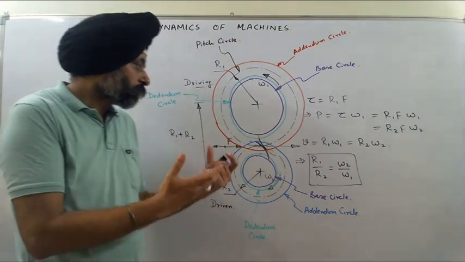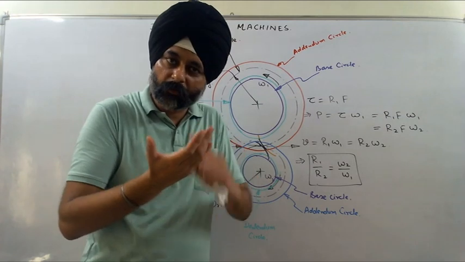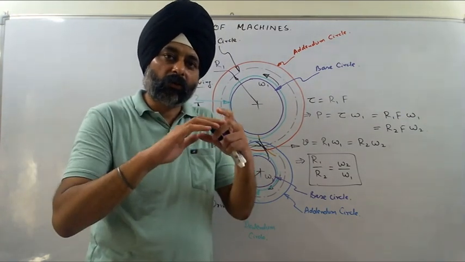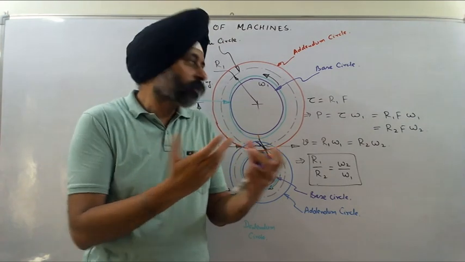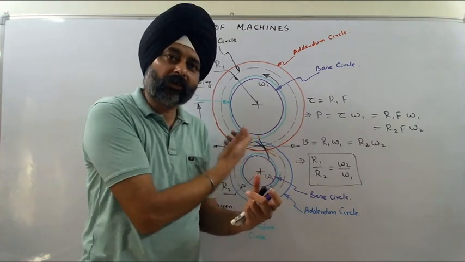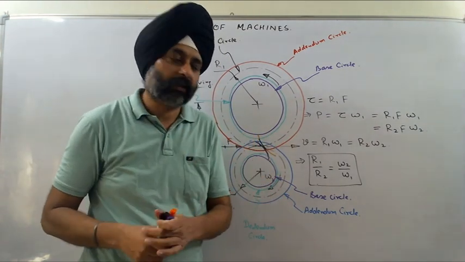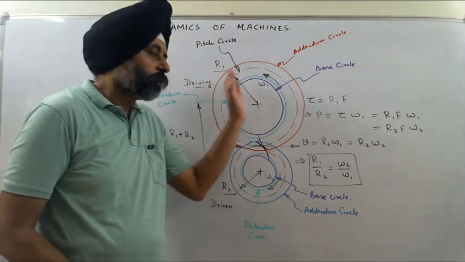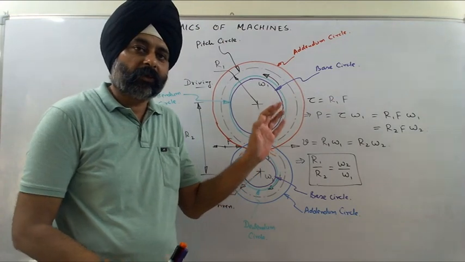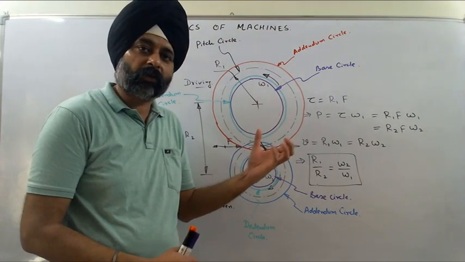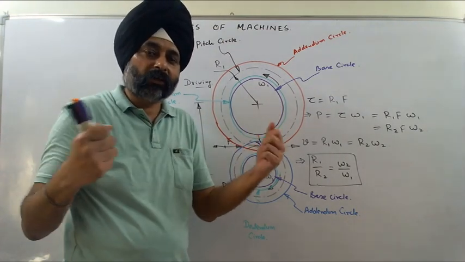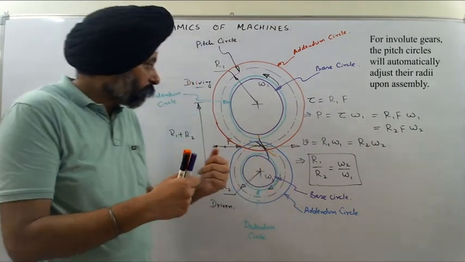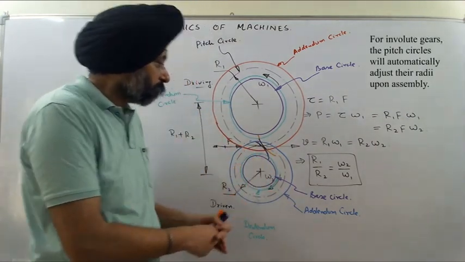So on an actual gear, you don't get to see the base circle, you don't get to see the pitch circle either. All you have with you is the addendum circle and the dedendum circle. That's what you can measure directly. Pitch circles would be used for doing all sorts of calculations, but in practice, involute gears get rid of the pitch circles once they are made. So the pitch circle will come into the picture only upon assembly.